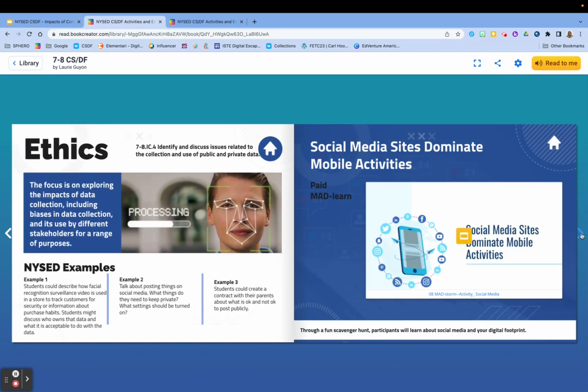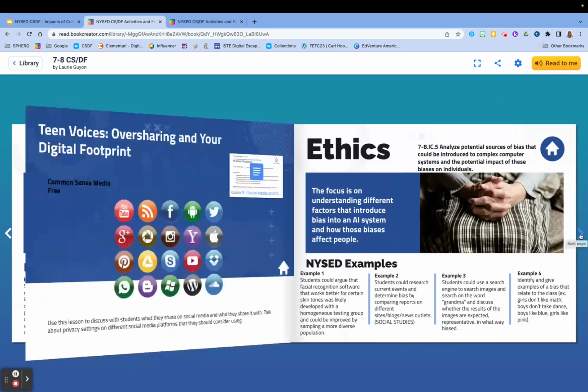The next one under ethics is thinking about identifying and discussing issues related to the collection and use of private and public data. So, here we're thinking about how our data is collected and what it's used for. We could talk about how we post things on social media, what's private, what's public, that sort of thing.